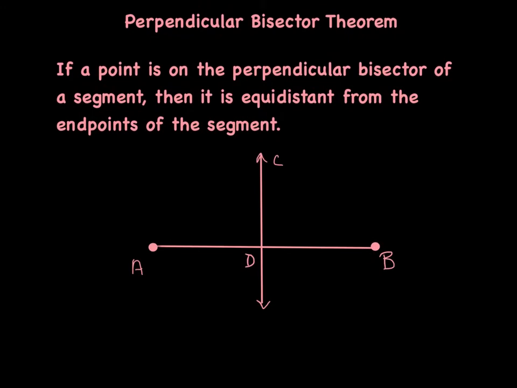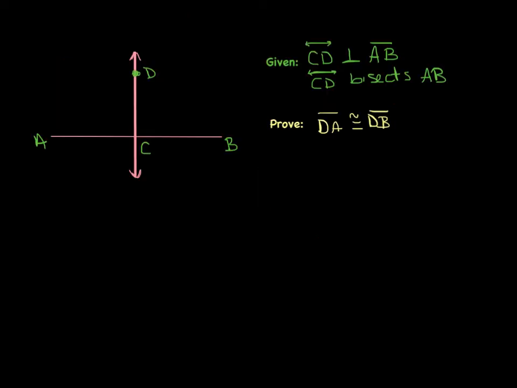So here we have segment AB, which is drawn, and CD, which is the perpendicular bisector. So that means that that's congruent to that, and that right angles are formed. Well, of course, you remember that we can't just use something, we have to prove it. So let's do that. So let's go about proving the perpendicular bisector theorem.